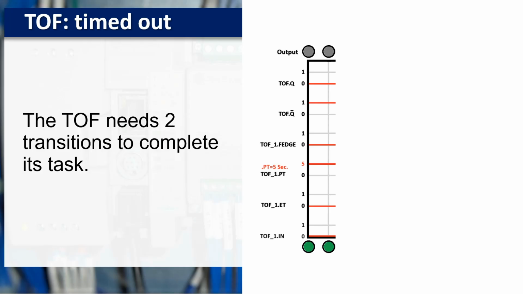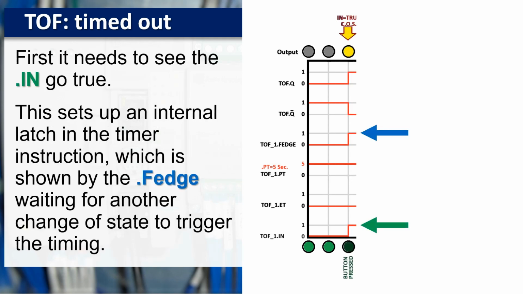In order for the TOF to do its job, it needs two transitions to complete its task. First, it needs to see the .in go true. This sets up an internal latch in the timer instruction, which is shown by the .fetch, waiting for another change of state to trigger the timing.